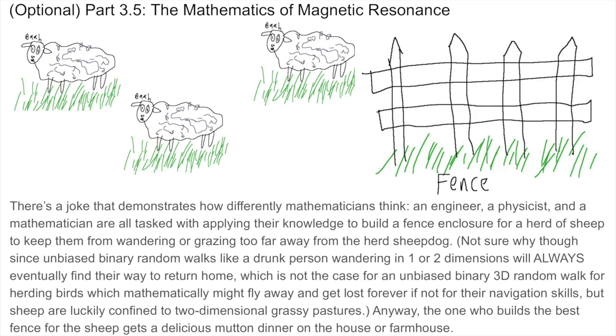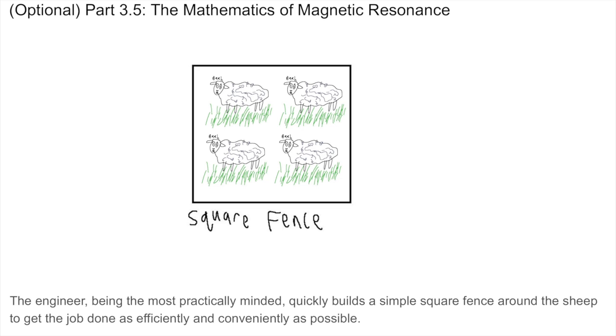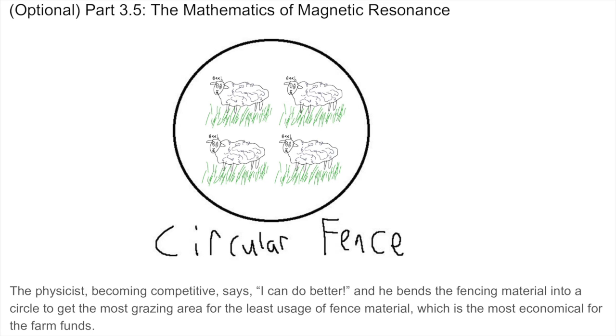Anyway, the one who builds the best fence for the sheep gets a delicious mutton dinner on the house or farmhouse. The engineer, being the most practically minded, quickly builds a simple square fence around the sheep to get the job done as efficiently and conveniently as possible. The physicist, becoming competitive, says, "I can do better," and he bends the fencing material into a circle to get the most grazing area for the least usage of fence material, which is the most economical for the farm funds.